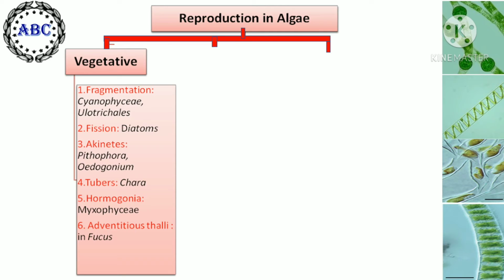Next, by akinetes. An akinete is a thick-walled structure in which abundant food material is stored. After the death of the plant body, akinetes survive and under favorable conditions germinate to form a new thallus of the same algae. The examples are Pithophora, Oedogonium, etc.